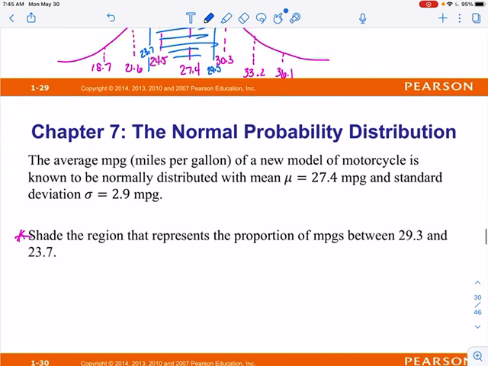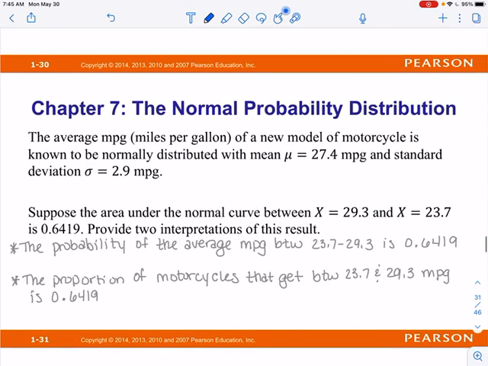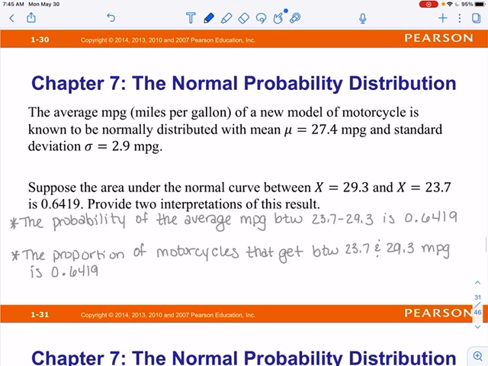Okay. The average miles per gallon of a new model of motorcycle is known to be normally distributed. Same words, but this time we want to suppose the area under the normal curve between those two numbers was 0.6419. We want two interpretations of that result. So again, remember, probability, proportion, area, all mean the same thing. So I wrote the two out underneath.